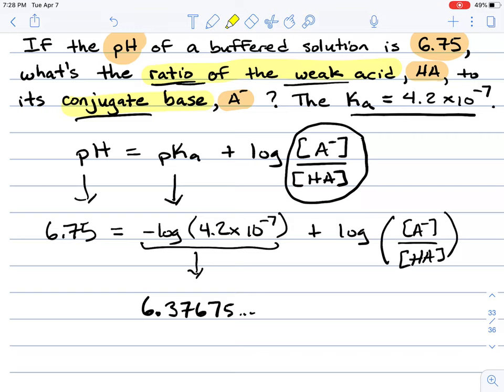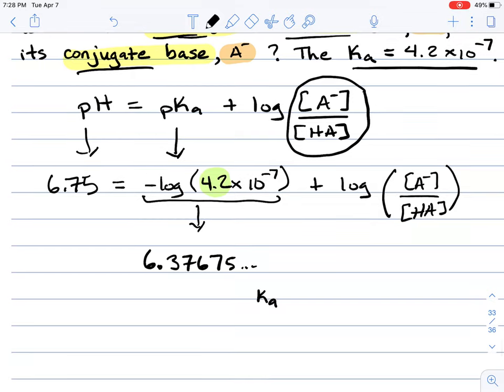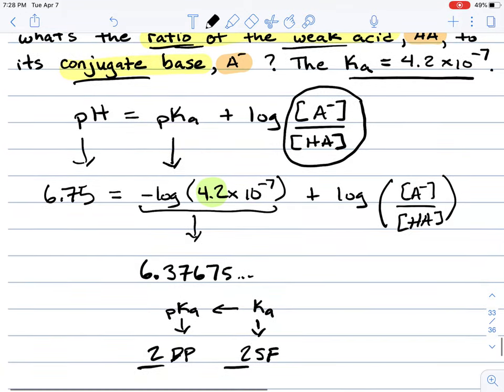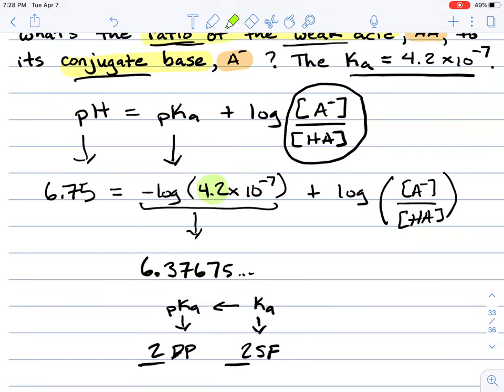Once again, let's think about the sig figs. And so this is a Ka value. And since there are two sig figs, so I'll just do this at the bottom. So Ka has two sig figs. And so therefore, the pKa must have two decimal places. Okay. And so what that means is that we're just going to record up to the 7, but we need to make sure it's rounded properly.